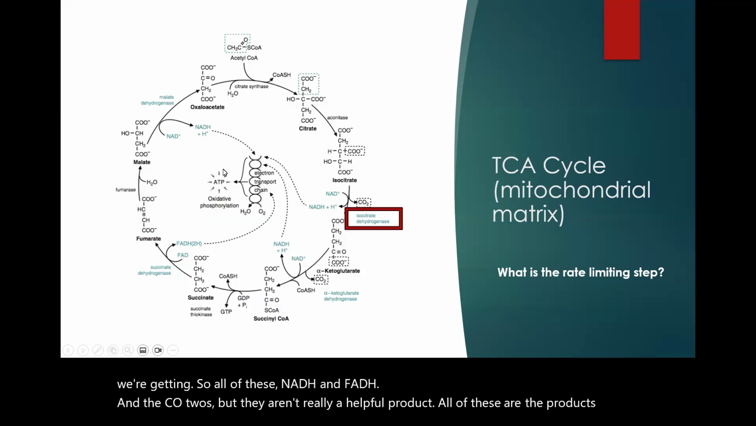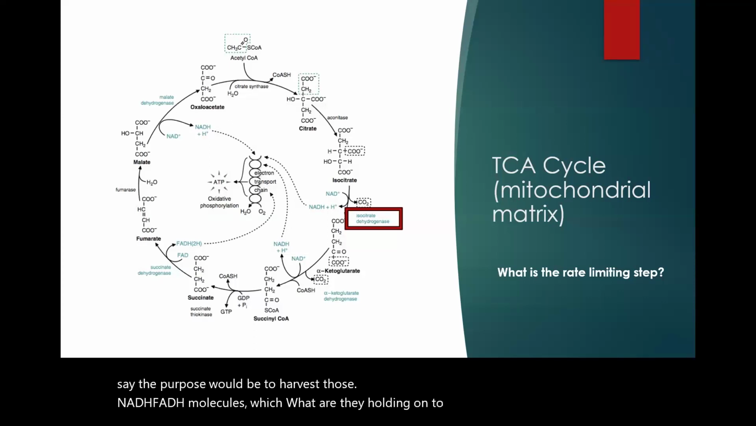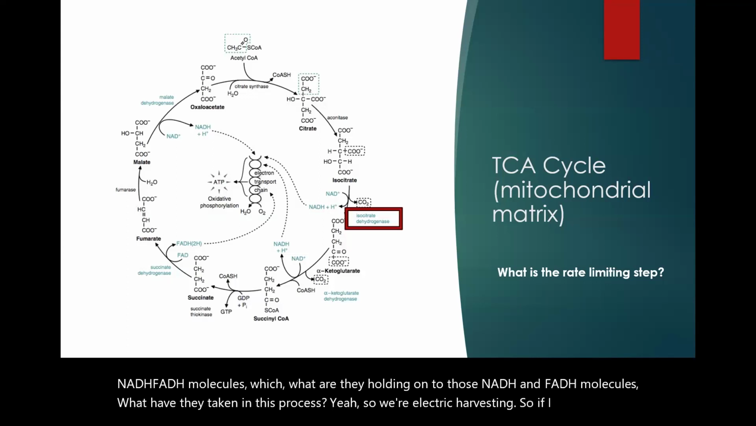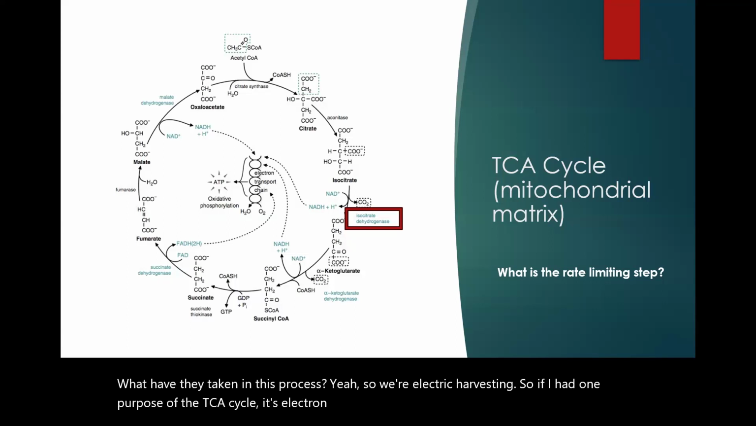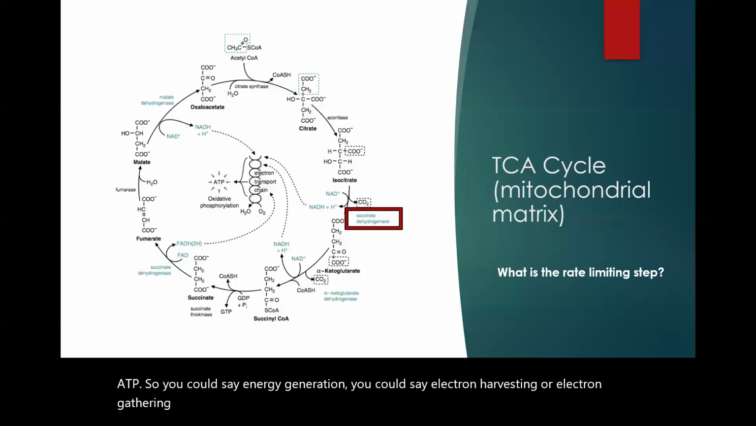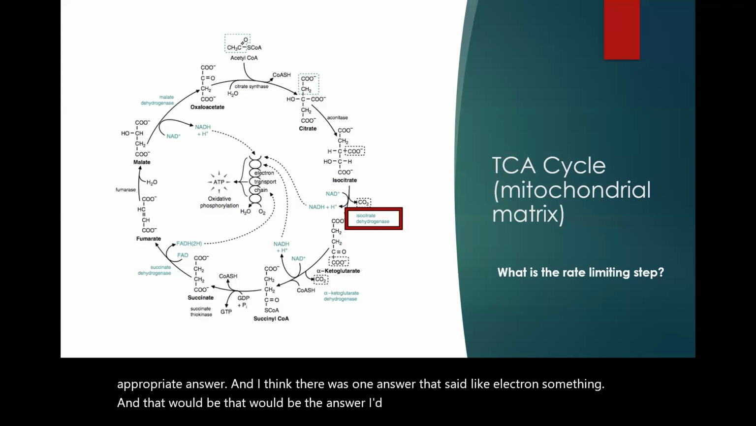So I'd say the purpose would be to harvest those NADH, FADH molecules, which what are they holding on to? Those NADH and FADH molecules. What have they taken in this process? Yeah, so we're electron harvesting. So if I had one purpose of the TCA cycle, it's electron harvesting to eventually make energy in the form of ATP. So you could say energy generation, you could say electron harvesting or electron gathering or electron generation. I think any of those would be probably the most appropriate answer. And I think there was one answer that said electron something, and that would be the answer I'd look for. Yeah, excellent.